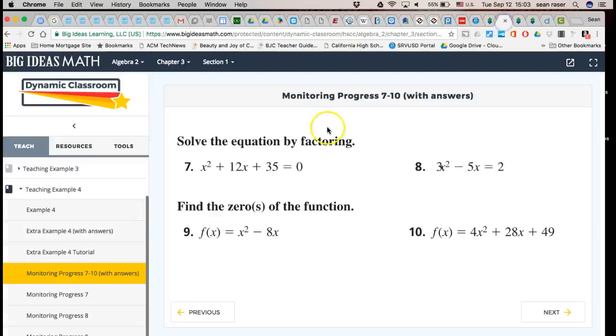What I want you guys to do is give 7, 8, 9, 10 a try. So solve the equation by factoring and then finding the zeros. Basically, same steps that you're going to be doing in them. So use factoring if you can to find each of these. And go ahead, enter your answers in 7, 8, 9, 10 into the box that comes up now.